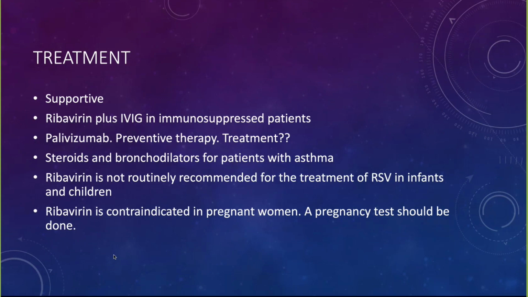And again, ribavirin is also not recommended for younger kids because the data is not conclusive, but it's basically for older adults that are immunosuppressed, transplant patients or leukemic patients. Remember that ribavirin is contraindicated in a pregnant woman, and if you're going to use it in a female that's immunosuppressed, you need to do a pregnancy test.